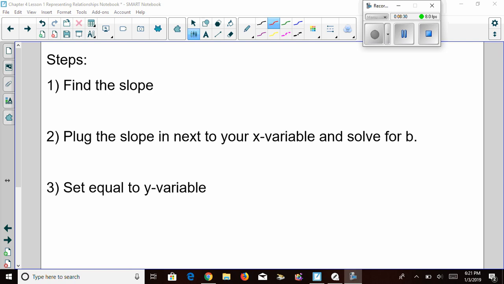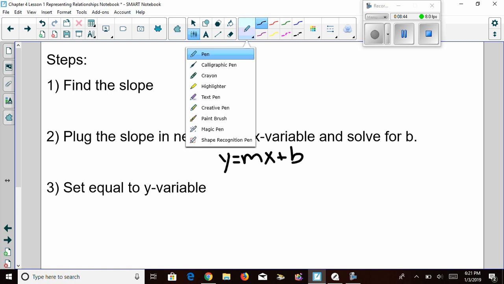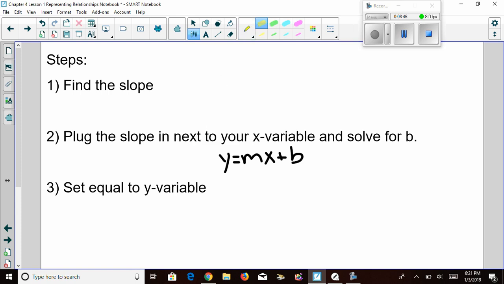Now, we're using equations of lines. That means we are using y equals mx plus b. So there may come a time where we're going to need to use a little bit of extra math to figure out what that b is. We'll talk more about that in the next example.